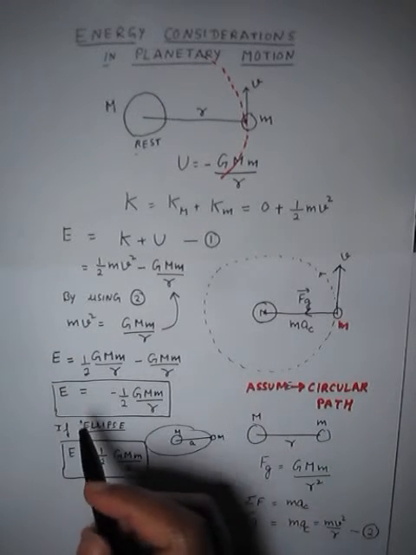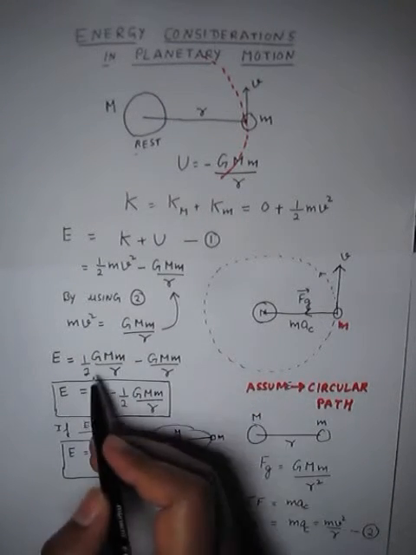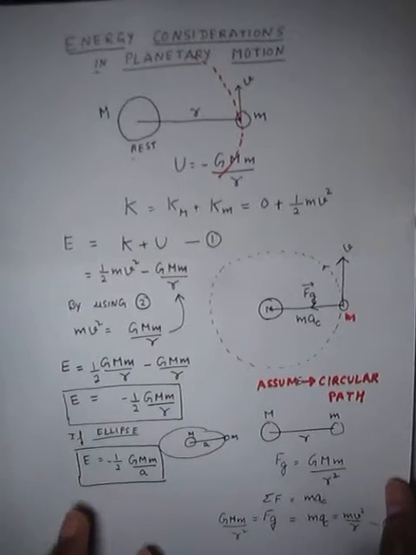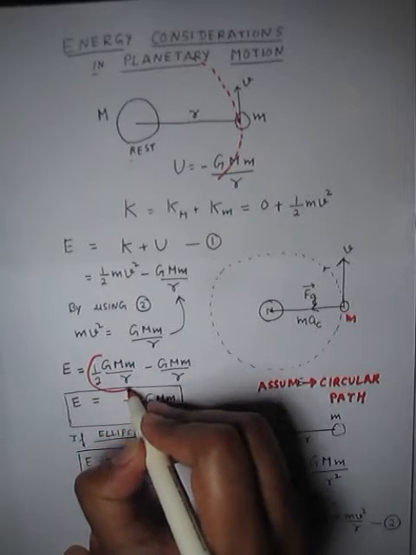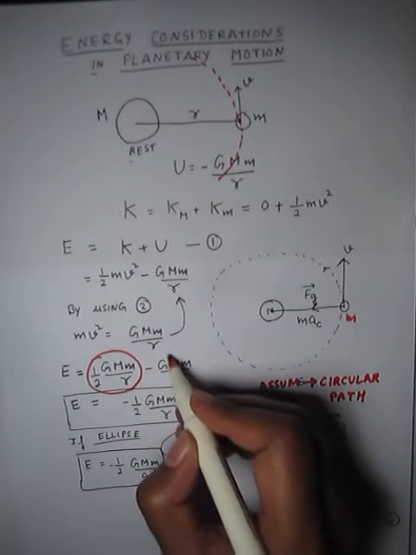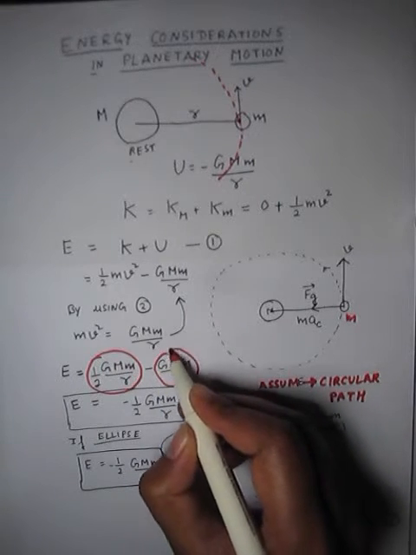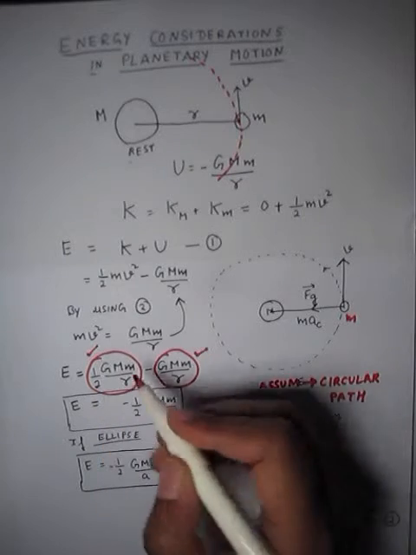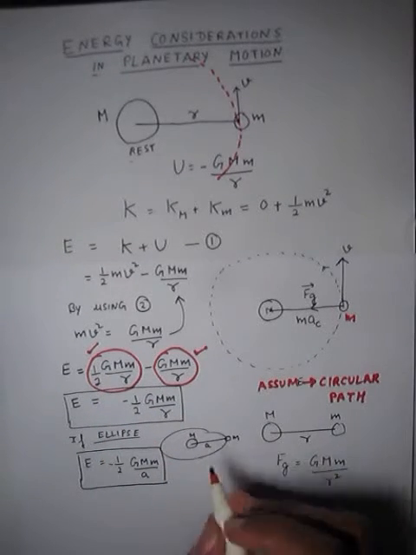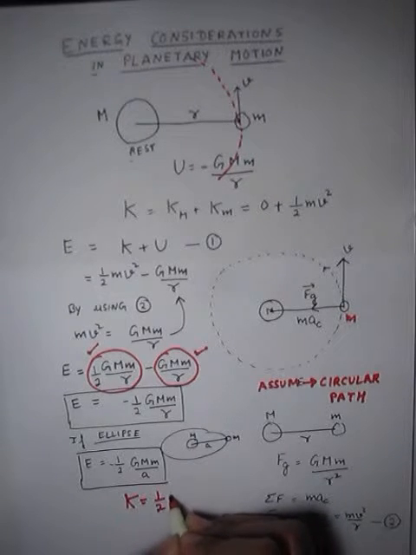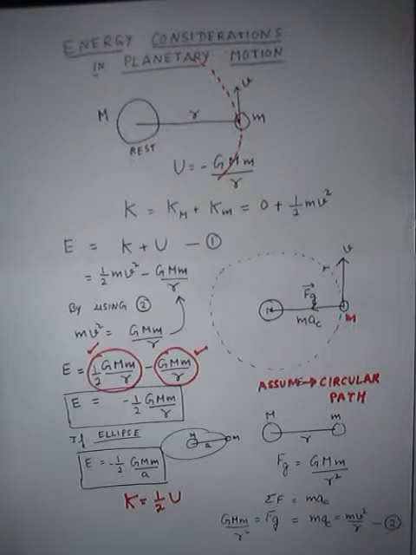Now we also see that the total kinetic energy of the system is half of the total potential energy in magnitude. This is potential energy. So if this is potential energy, kinetic energy will be half of the potential energy. So we can write that kinetic energy is half of the potential energy of the system.